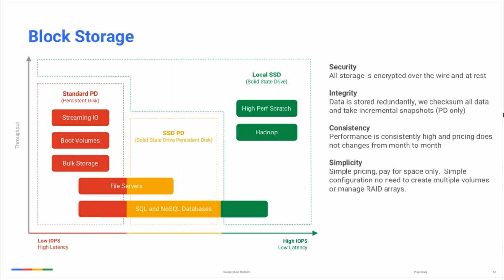So when it comes to block storage here, basically Google Compute offers a lot of different types of storage, and you really have to look at your IOPS and your performance requirements, and with that they can offer different types of storage. So streaming I/O, SQL databases, file servers, NFS, Gluster and Ceph, high performance scratch disk, big data for Hadoop deployments. There's a lot of flexibility really in what they can do.